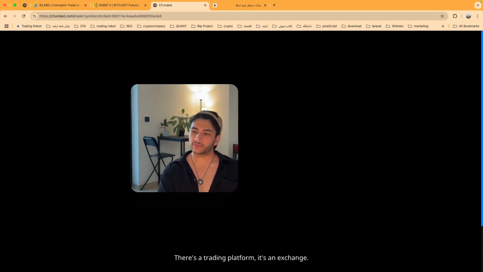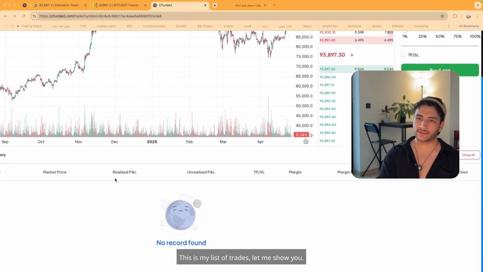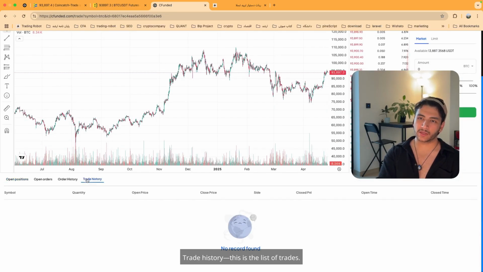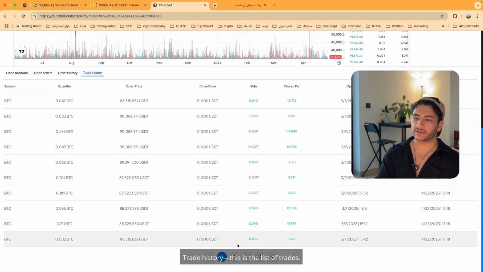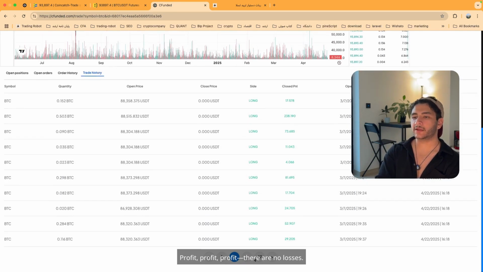There's a trading platform, it's an exchange. You go there and place your trades with USDT and so on. This is my list of trades. Let me show you. Trade history. This is the list of trades. You see? Let me bring up the second page for you. Profit, profit, profit. There are no losses.